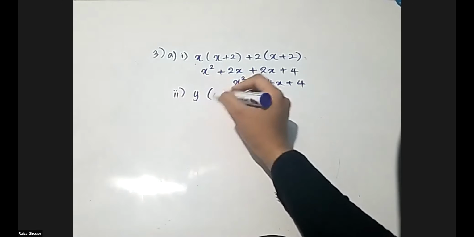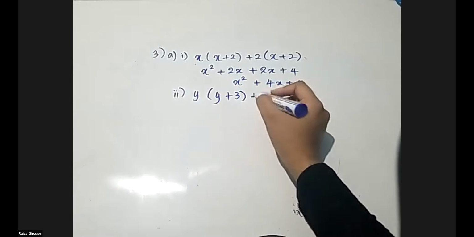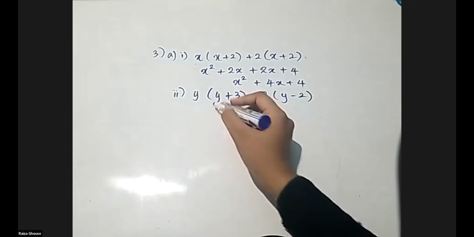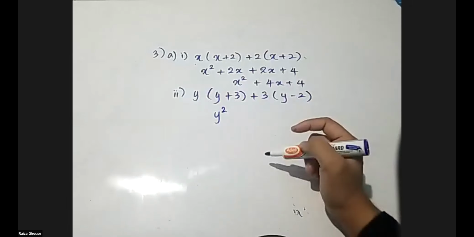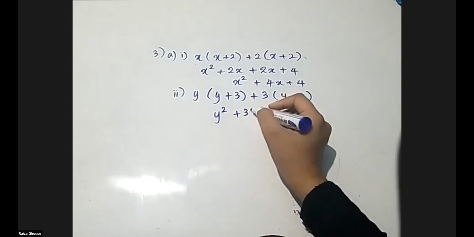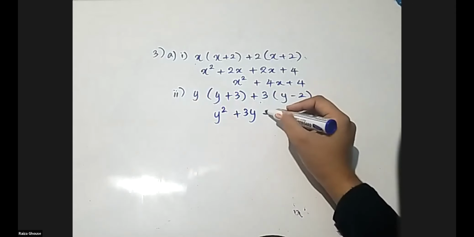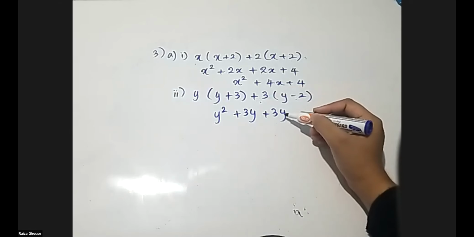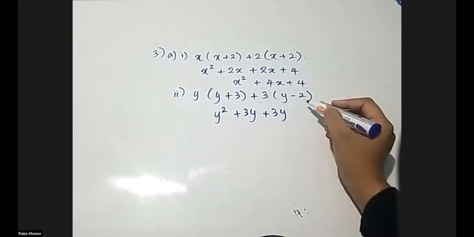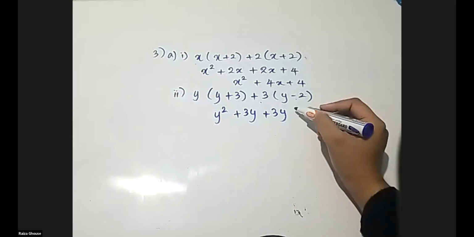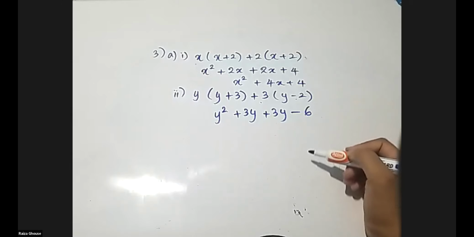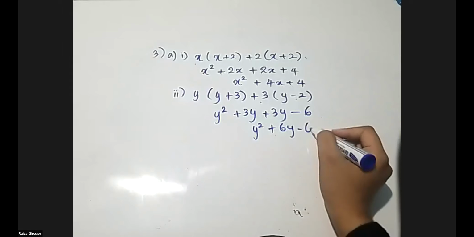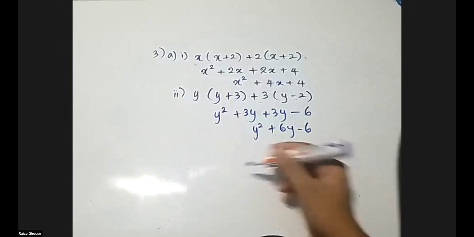Now the second one, y into y plus 3 plus 3 into y minus 2. Be careful in the symbols. Y into y is y squared, just like the previous one. Y into 3 is positive 3y. Positive 3 into y is positive 3y again. And here make sure plus into minus, symbols are different. In the basic concepts, I told you when the symbols are different, you get negative 6 here. They are like terms, so you can add them, you get 6y minus 6. If anything is not clear, ask me, okay?